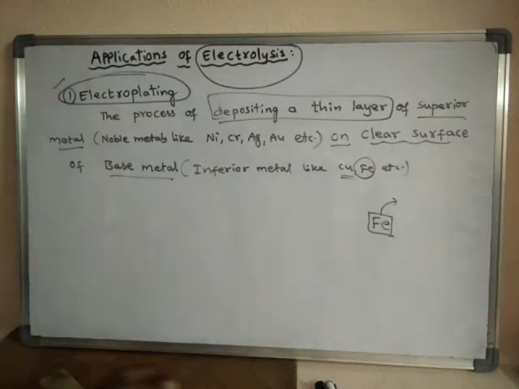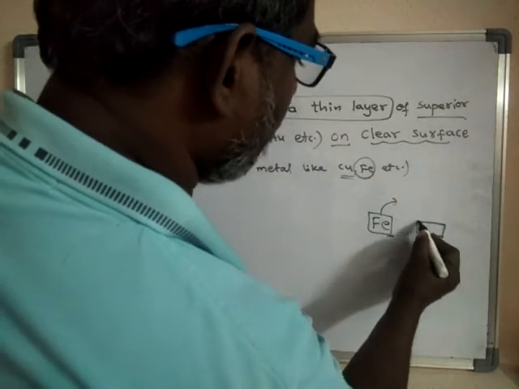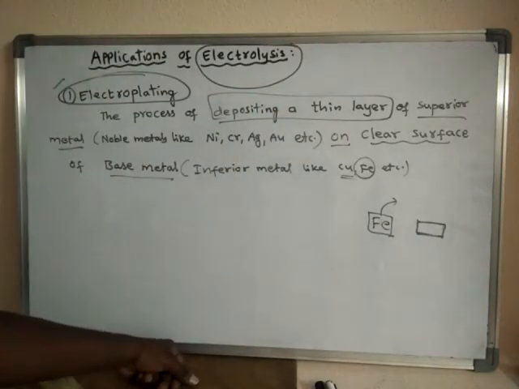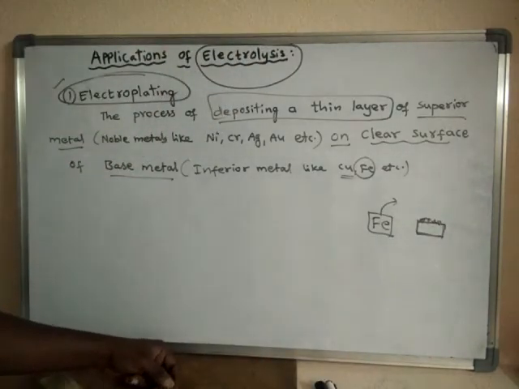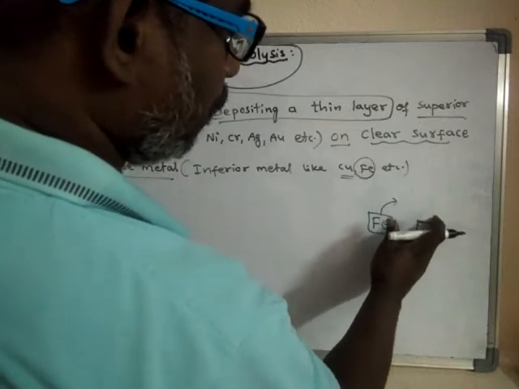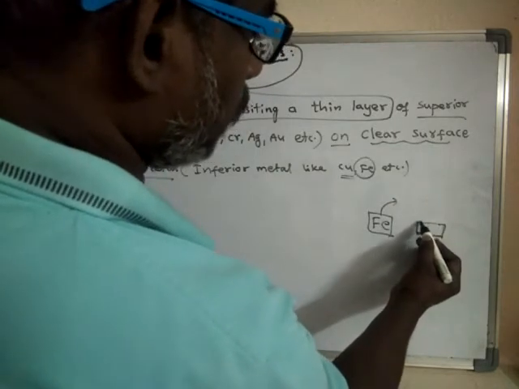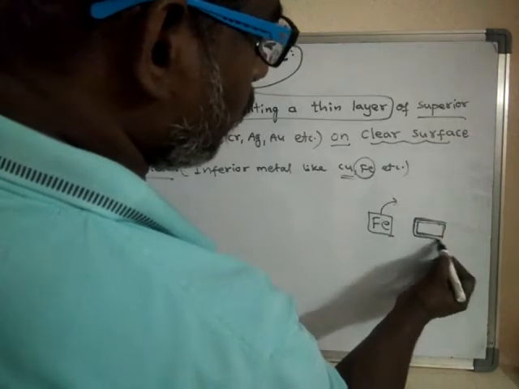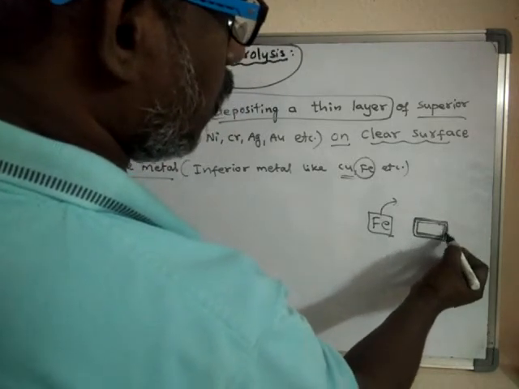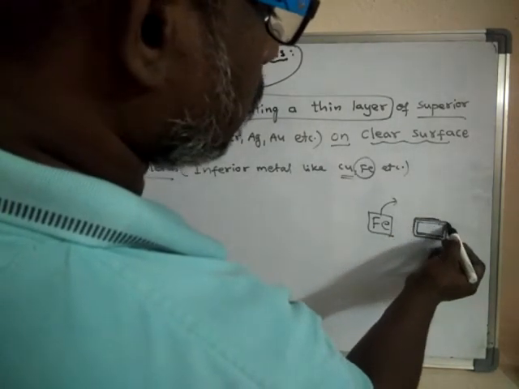So what happens? In order to prevent rusting, if that iron metal is exposed to the atmosphere, it forms rust on its surface. So in order to prevent the formation of rust, we have to give a coating, a very thin layer coating on its surface. By which material we have to give the coating, that is important.